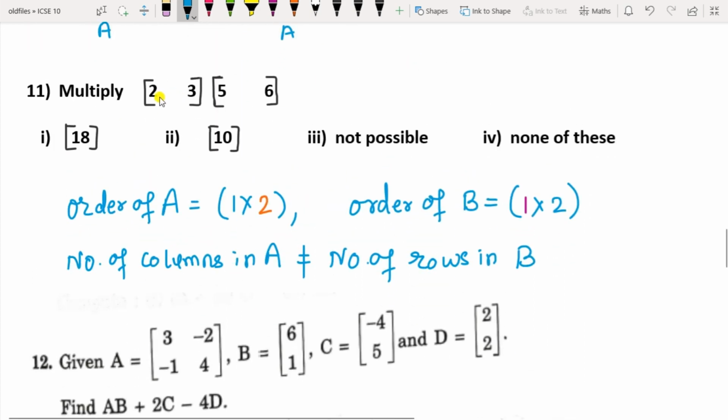Multiply 2, 3 and 5, 6. Now to multiply two matrices, the columns of the first matrix should be equal to the rows of the second matrix, then only you can multiply two matrices. In this case you can see the order here is 1 by 2, since it has one row and two columns, and for this also it is 1 by 2, since it also has one row and two columns. So here the columns are not equal to the rows of the second matrix, therefore it is not possible to multiply these two matrices.